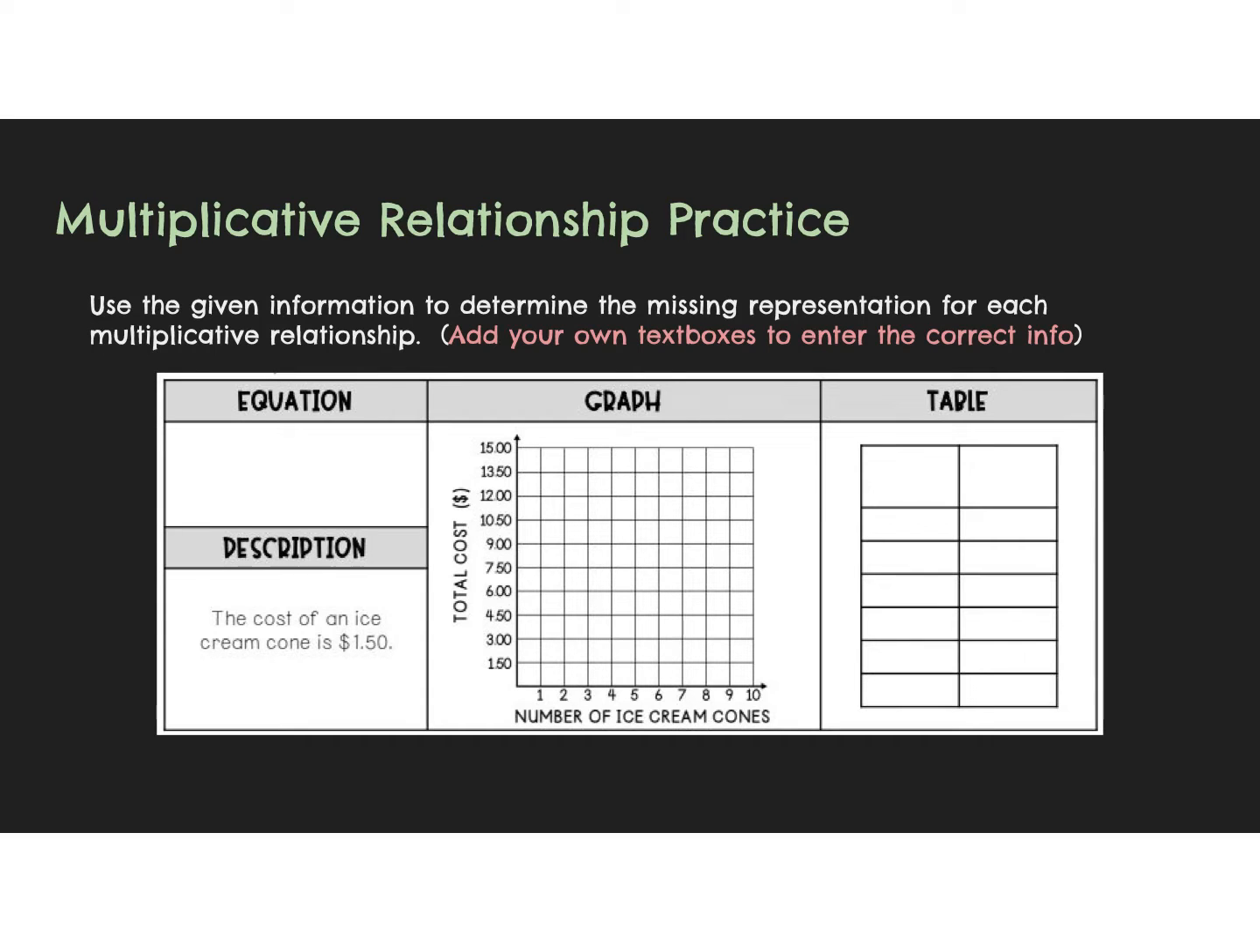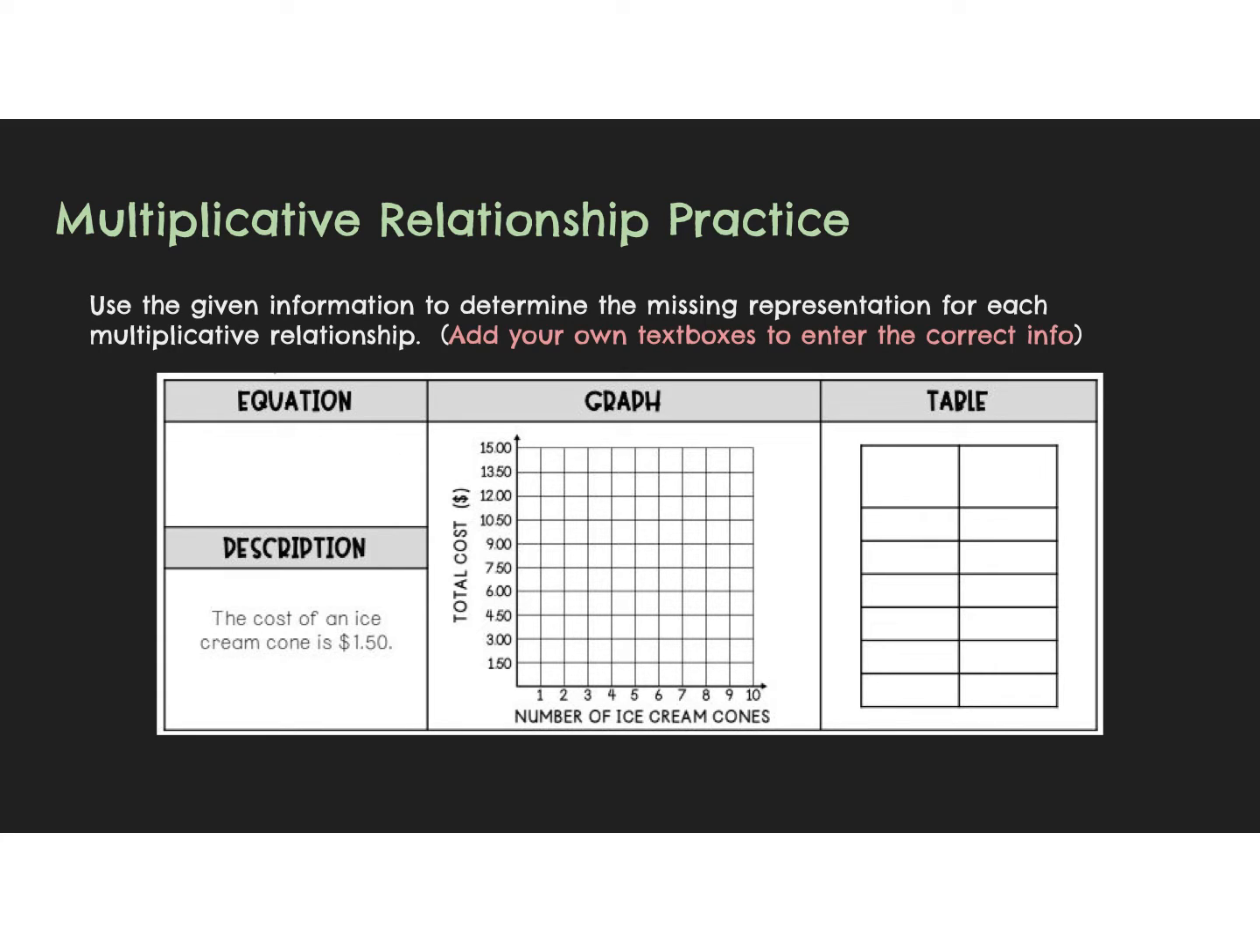All right, on this one, you're putting it all together. So use the given information to determine the missing representation for each multiplicative relationship. If you're doing this on your assignment, make sure you add your text boxes and put your stuff. They're always going to give you something.